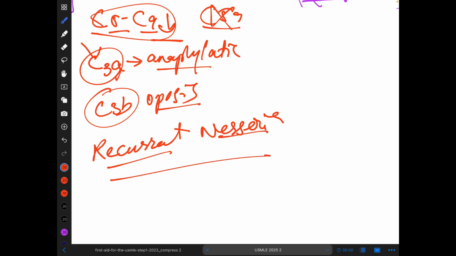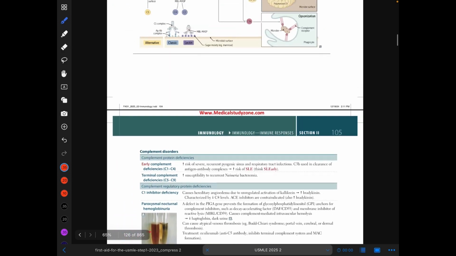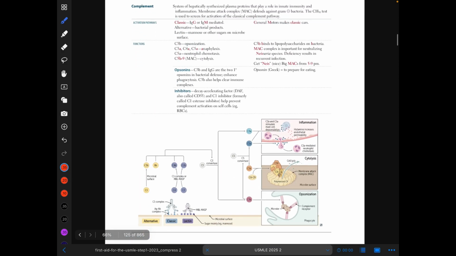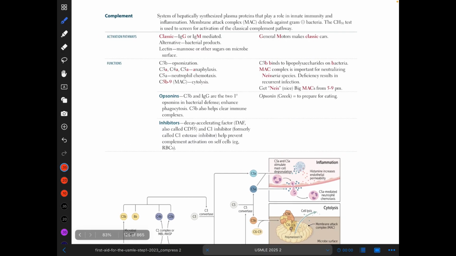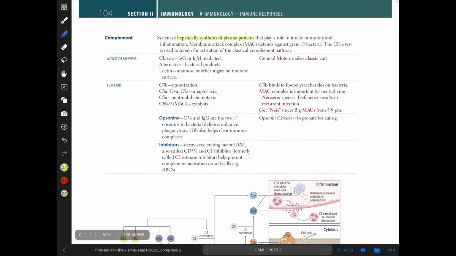And if you go further, it is all written in books. The complement system is a system of hepatically synthesized plasma proteins that play a role in innate immunity and inflammation. The membrane attack complex defends against gram-negative bacteria, and you know the membrane attack complex is made by the late complements.